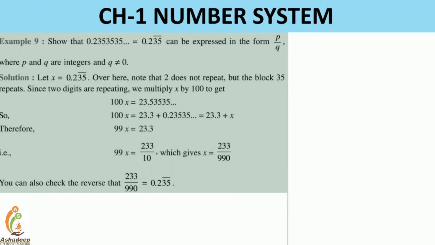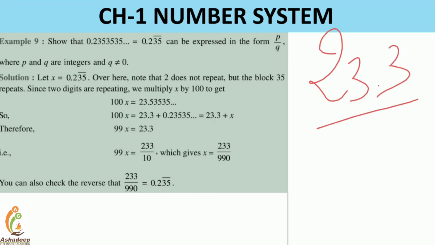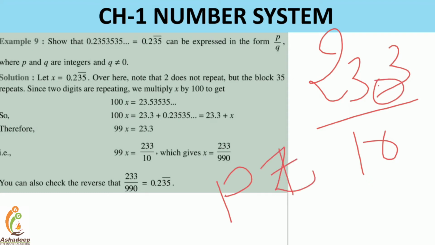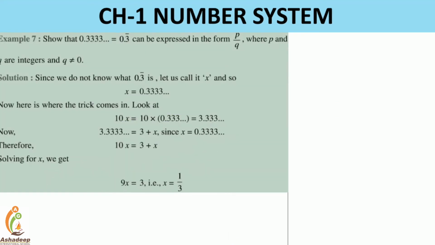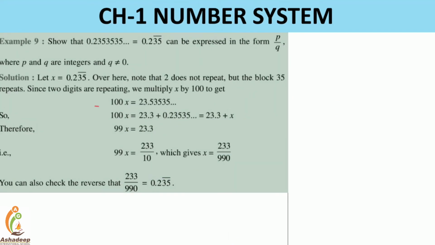So you might have a question, sir, can I write this in the form of 23.3 divided by 99? Is it the correct answer? No, this answer is not correct. Why? Because in the definition, p is an integer, and here it is a decimal. So we need to remove that point, and here you have to write down the 0, right? And this is another method. See, how can you do that.